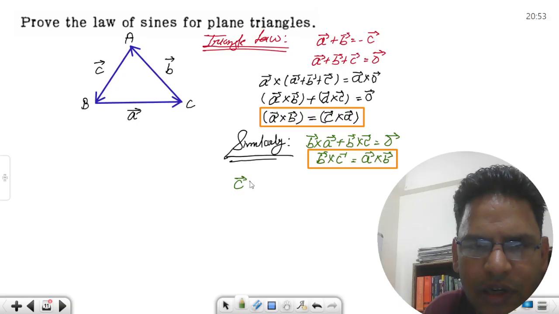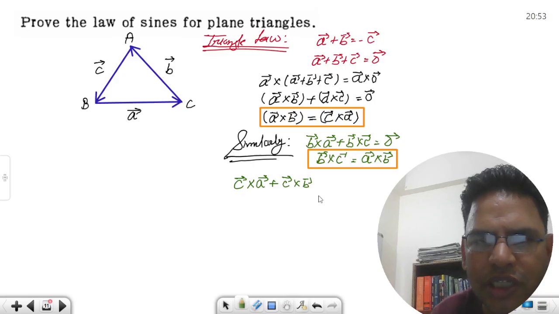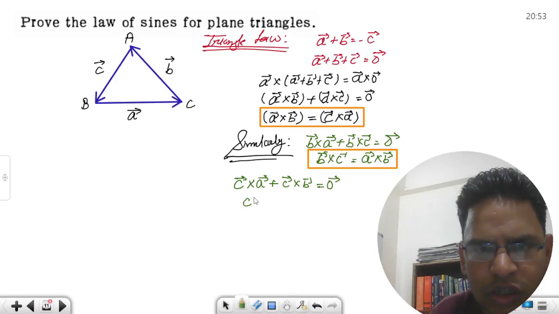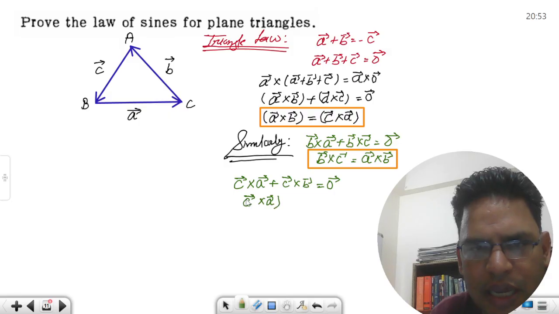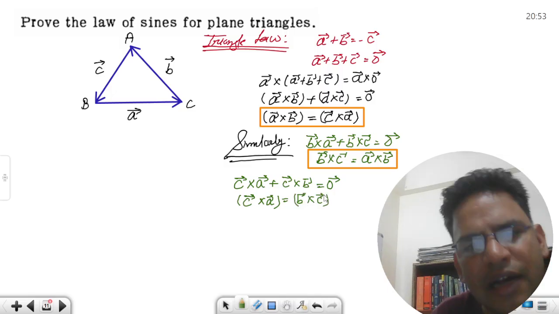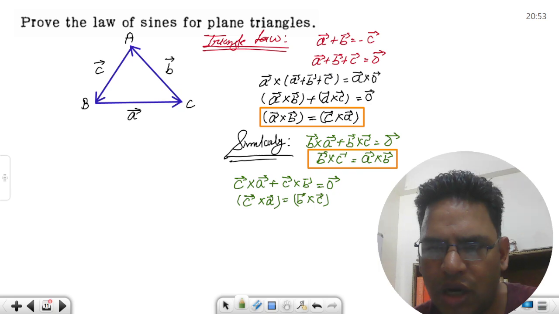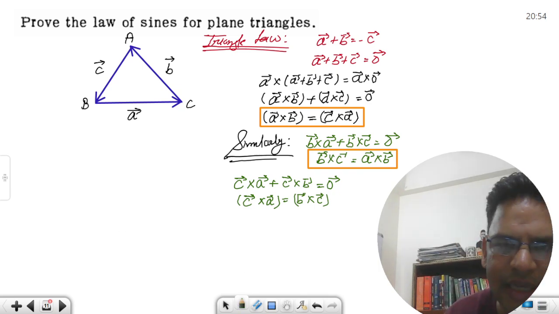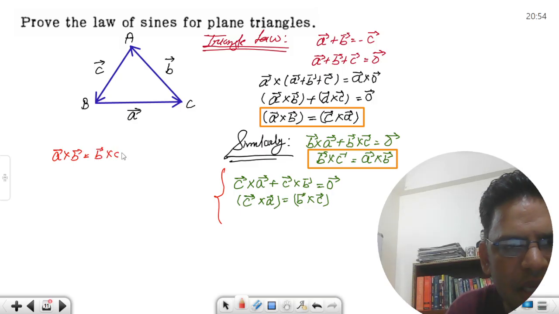Similarly, if I take C cross A vector plus C cross B vector, C cross C is 0, C cross 0 is 0 vector. So essentially you get C cross A vector is the same as B cross C vector, because on the other side this minus sign will be gone. Now what do you get? From this discussion, A cross B is the same as B cross C is the same as C cross A. All of these terms are equal.